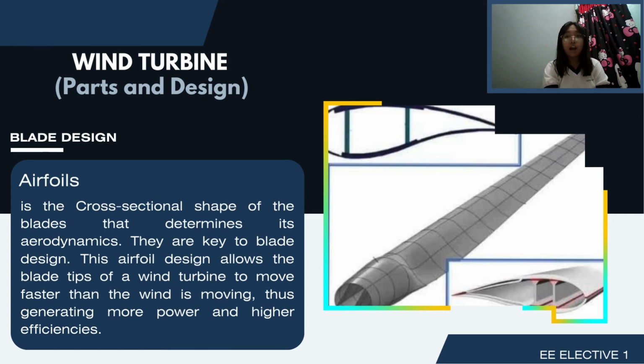So, ano nga ba ang airfoils? It is the cross-sectional shape of the blades that determines its aerodynamics. As you can see in the picture, yun po yung parang may grid. So, if we cut it out, yung pong nasa taas yung magiging kalalabasan ng airfoils. So, cross-sectional have different variants and it takes a vital role in aerodynamics. So, what is aerodynamics ba? It is the behavior of the wind once it collides in a certain object. So, ang ganitong klase ng airfoil design ay tumutulong o nagpapabilis ng galaw ng blade faster than the wind velocity.